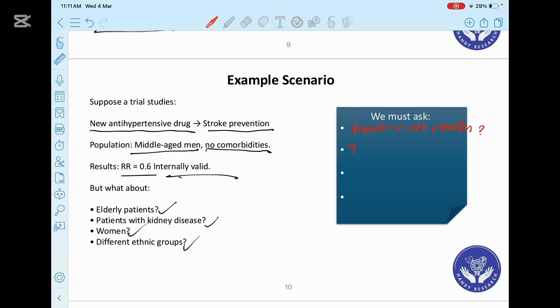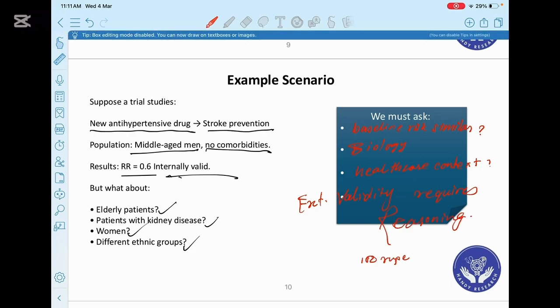And is their biology similar? Meaning biologically plausible, and the healthcare context is similar. Healthcare context, all the things regarding the trials or everything. So external validity requires reasoning. Hundred rupees point.